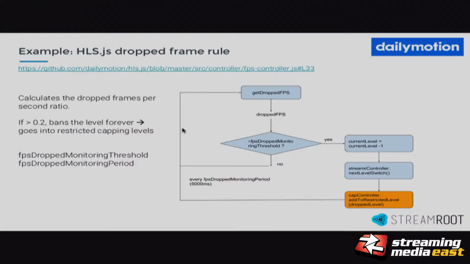The second constraint rule is the dropped frame rule. This one is also quite simple. HLS.js checks the number of dropped frames and decoded frames and calculates the ratio of dropped to decoded frames. And if this ratio over a certain period is more than a certain threshold, which by default in HLS.js is 20%, this bitrate is just banned from the list of available bitrates, and HLS.js switches down the level immediately to get to the lower quality.